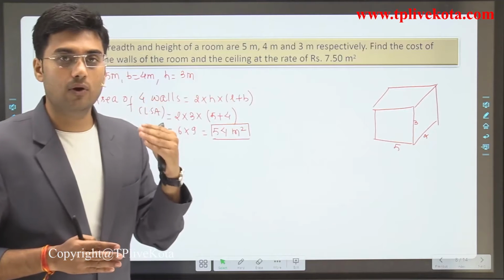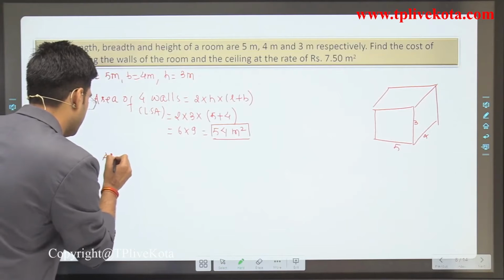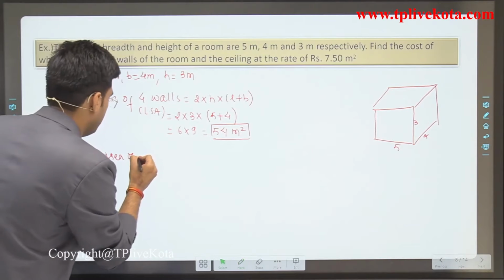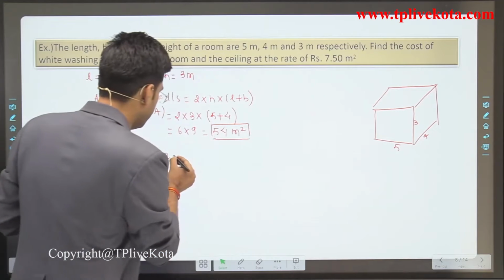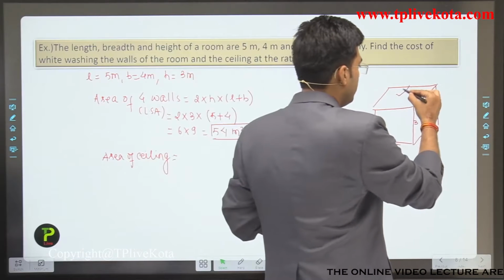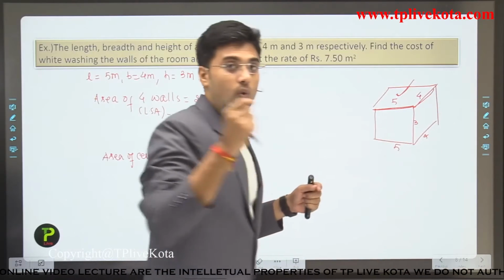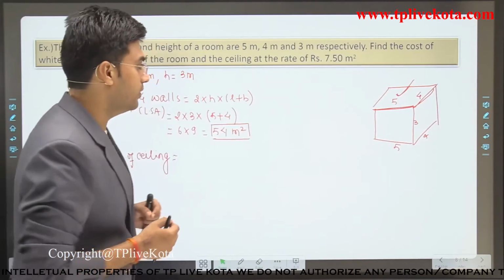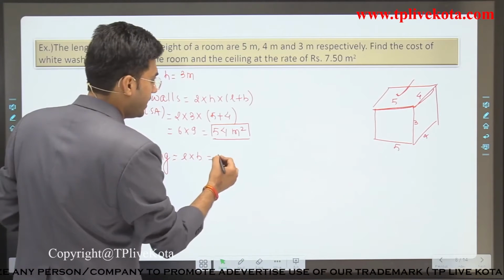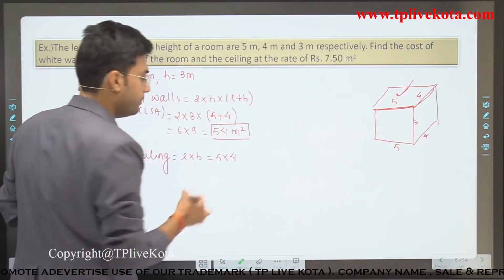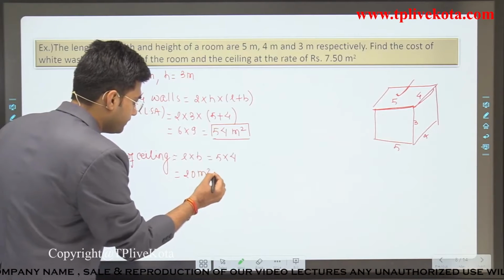Now students, this is the lateral surface area, or we can say the area of 4 walls, and here we have to wash the ceiling also. So find the area of the ceiling. The area of the ceiling is nothing but the area of this top. This is 5 unit and this is 4 unit. So what is the area of this ceiling? It is equal to length multiplied by breadth, that is 5 multiplied by 4, which is equal to 20 meter square. Clear?